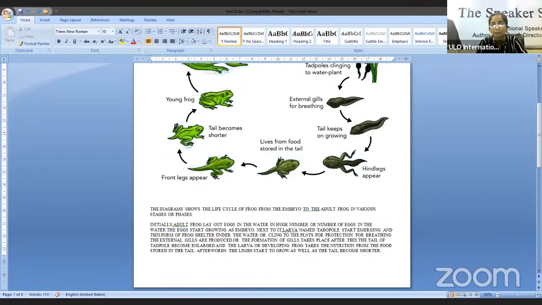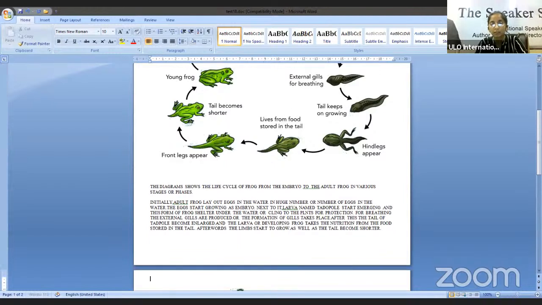And now we are going to write the next stage, that is the stage close to the final stage. So for this you will make a new paragraph, that will be the third body paragraph. Finally, the stage close to the young frog is tail becomes shorter. That means the tail started disappearing. Finally, the tail disappears.